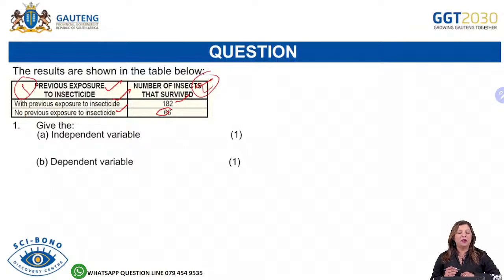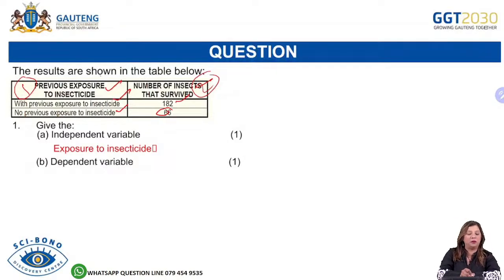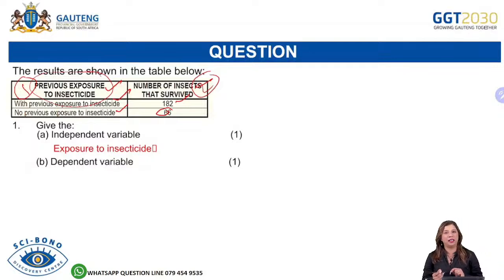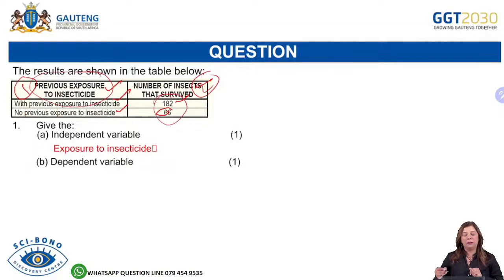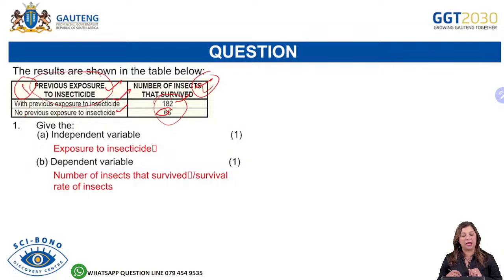Okay, so let us see which is the independent variable. What is not changing in this experiment? And it obviously will be the exposure to the insecticide, as we can see here, because both groups are being treated with the insecticide. So there is something that they are keeping constant, but there's something changing when we look at these numbers here, because the numbers are changing. So the dependent variable will be the number of insects that actually survived, or the survival rate of the insects.